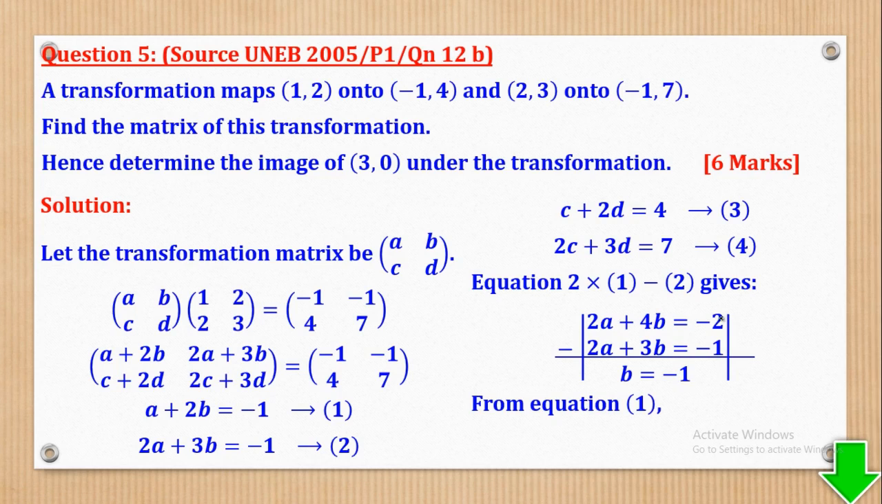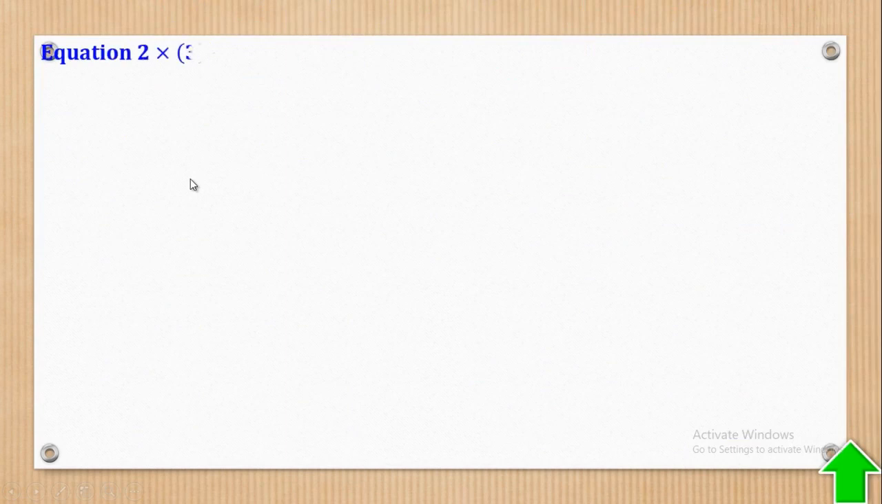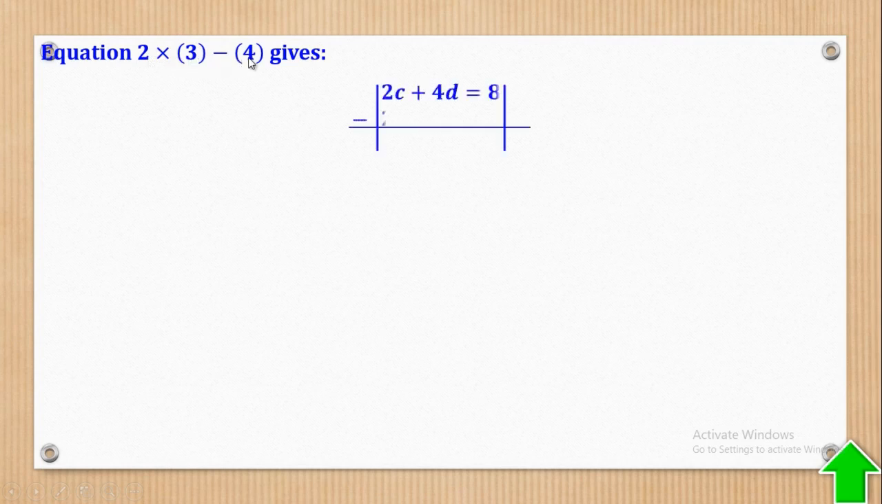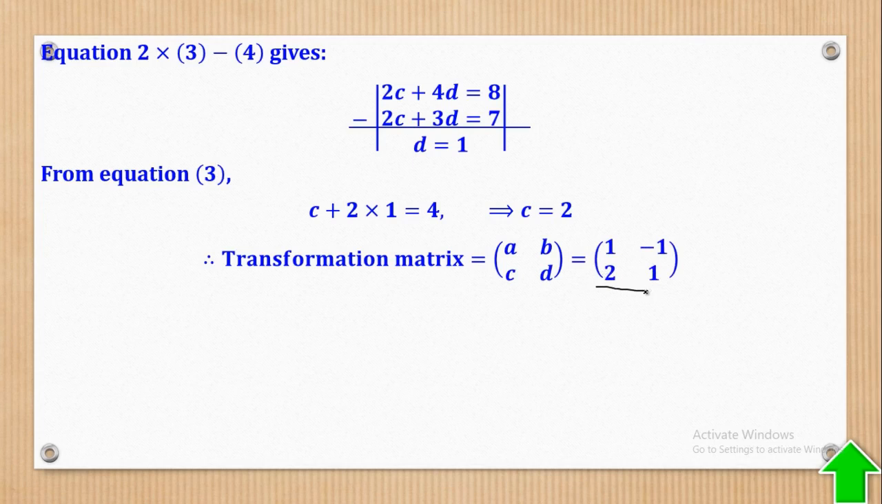Now from equation 1, I can substitute for B and come up with the value of A as 1. So now I'll go to equation 3 and equation 4. Multiplying equation 3 throughout by 2 and subtracting equation 4 from it, I'll come up with that. Therefore, D will be equal to 1. Now from equation 3, I'll substitute for D to come up with C as 2. So now I've got the values of A, B, and C. Therefore, the transformation matrix will be this, which is 1, negative 1, 2, 1.